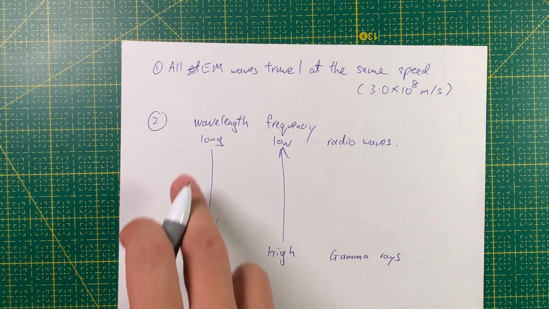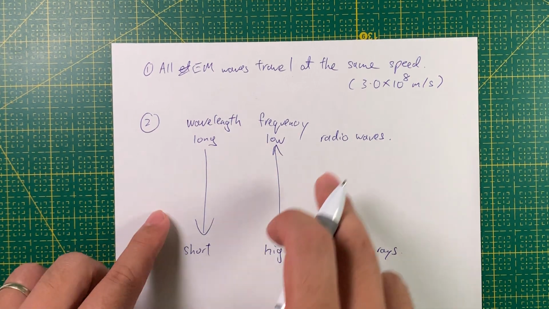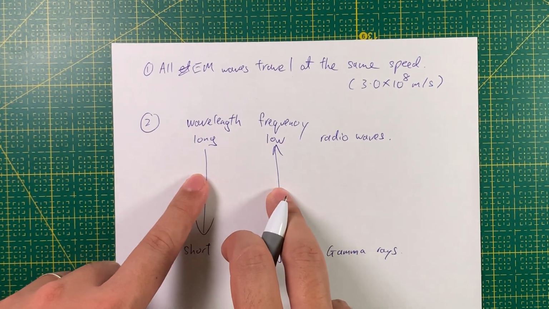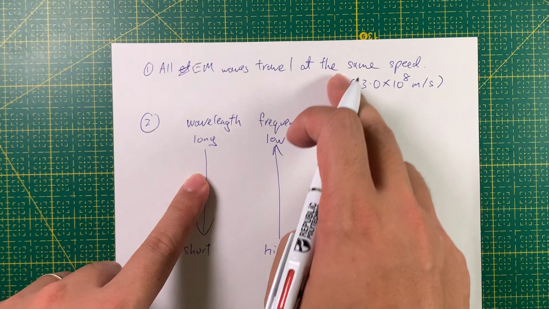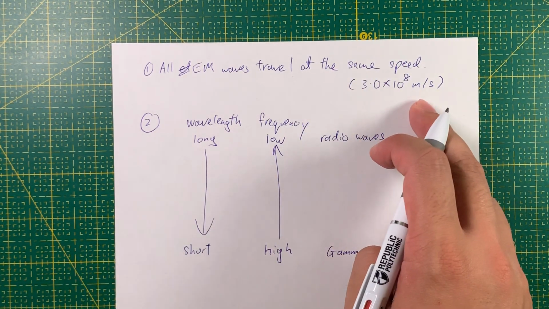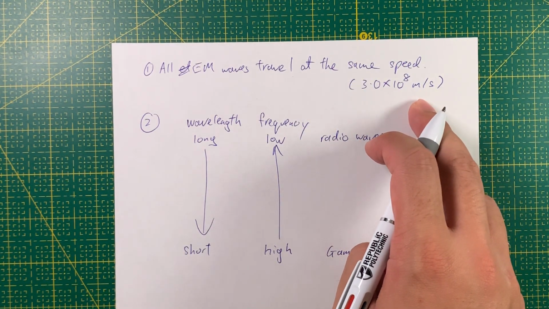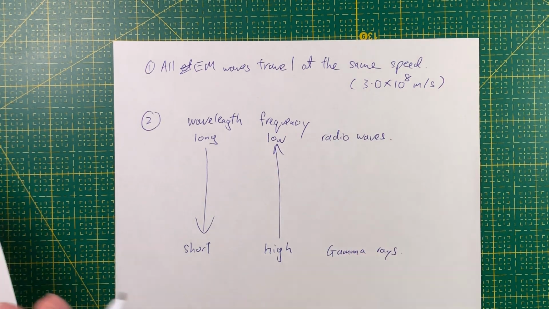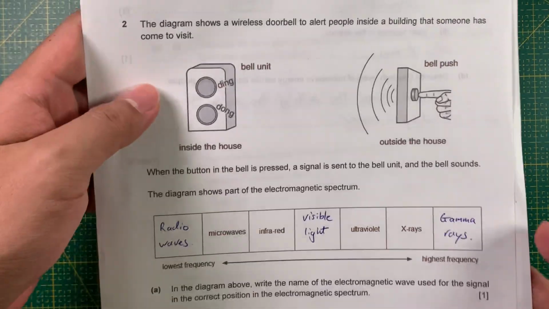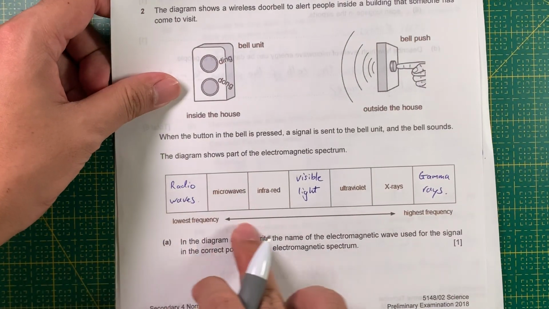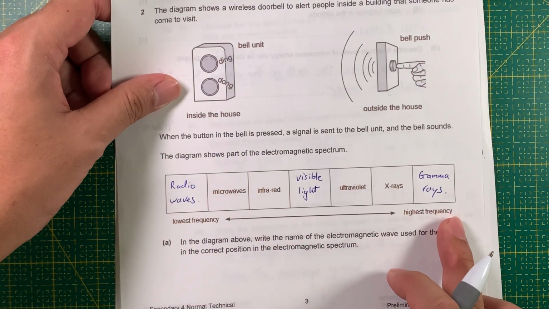Why do we get this? Because these two relationships come from the same speed for all the electromagnetic waves. If you look back at the question itself, you notice that in this question, they use frequency as a representation at the bottom.